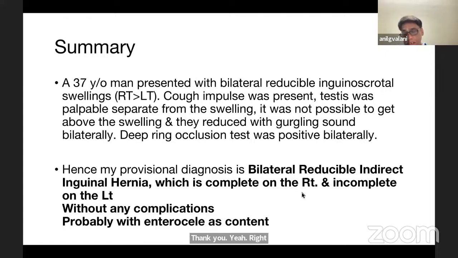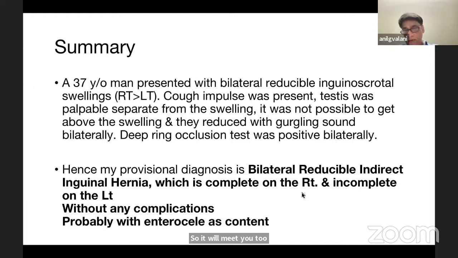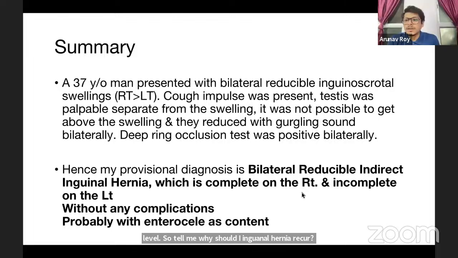So Arnav, why does a hernia recur after any operation that you have done? Let's talk something about recurrent inguinal hernia. What are the causes of recurrent inguinal hernia? Sir, it could be due to mesh migration, sir. MS level, now we come back to academics, MS level. So tell me, why should an inguinal hernia recur? What are the causes? So it can be due to migration of the mesh, sir. It can be if a very small mesh is used to cover the defect.